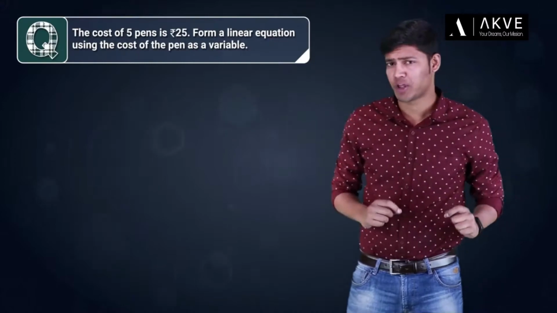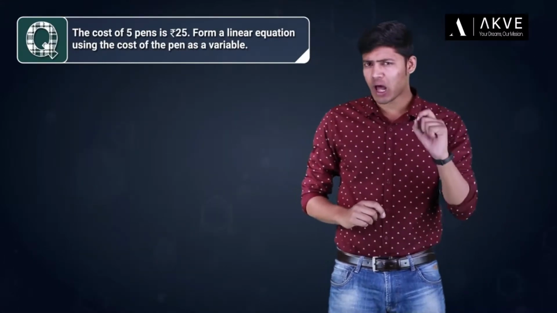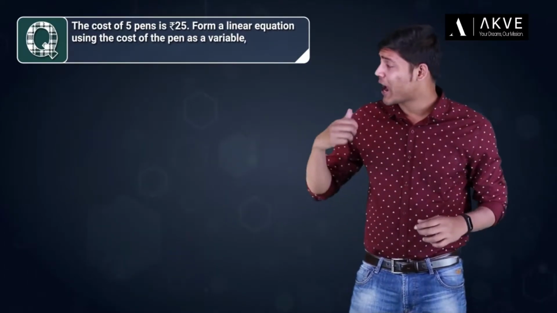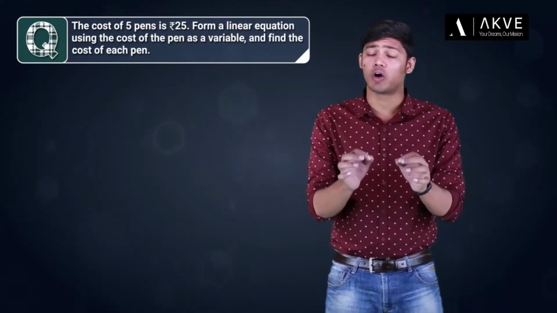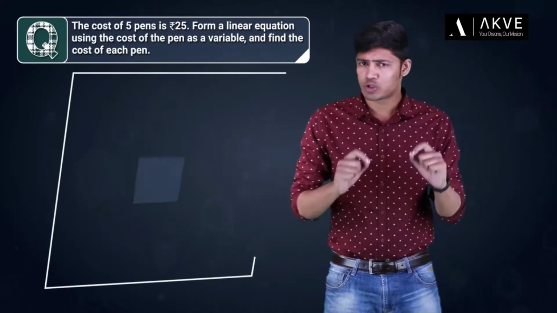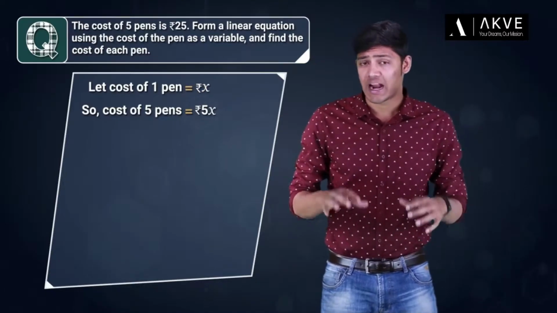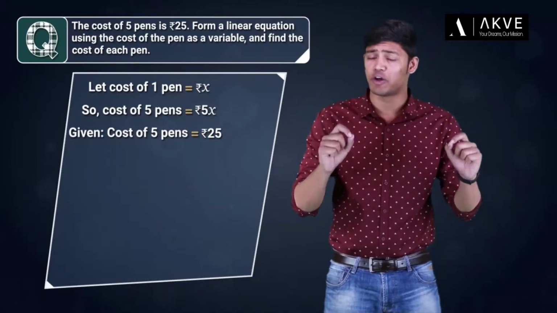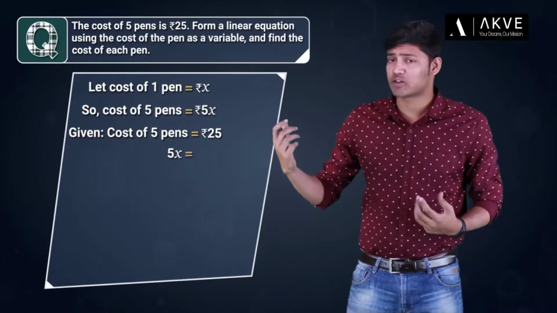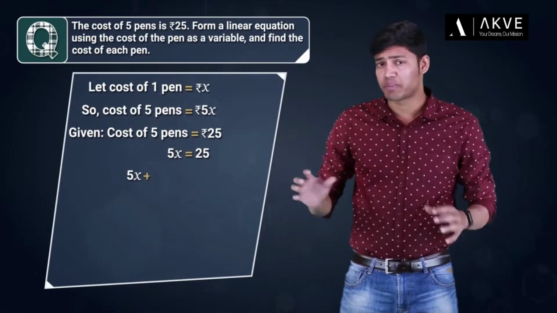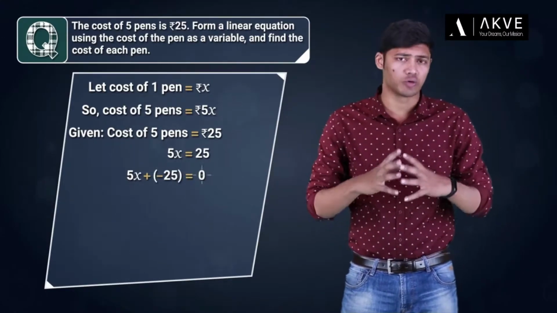Hello friends, let's start our today's video by recalling the example from our last video. So this was the question. Now let's extend this question a bit. Let's say we have to find the value of the cost of each pen. So we considered the cost of each pen to be x rupees, and since the total cost was 25 rupees, we equated 5x to 25 and formed the linear equation 5x minus 25 equal to 0.